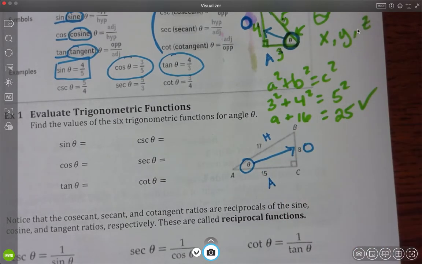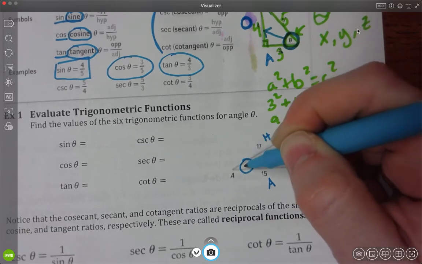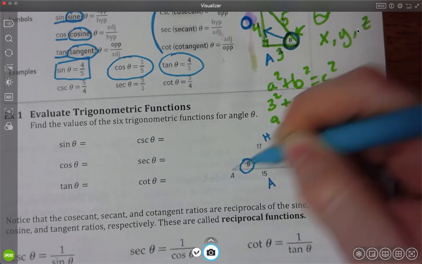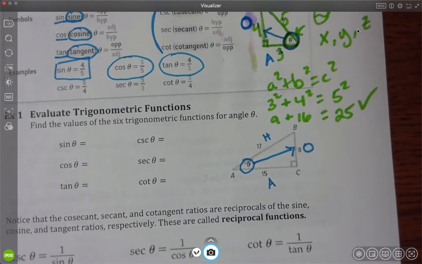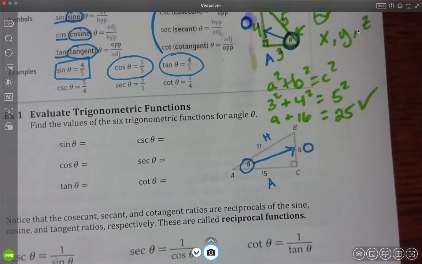Okay, now some people think that 17 is the adjacent side because 17 is also right next to my angle, right? Like it's right next to it. But because it's the longest side, the hypotenuse kind of trumps the adjacent side, okay? So it kind of has 2 adjacent sides if you want to think about it that way, but the hypotenuse side is going to take precedence, and it's going to be labeled with an H, okay?